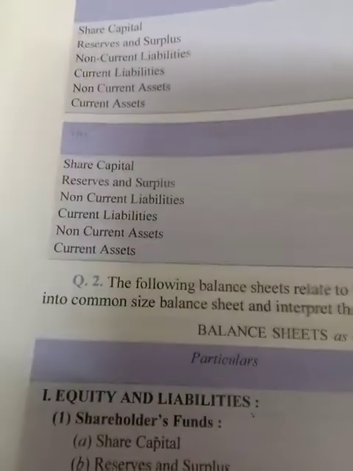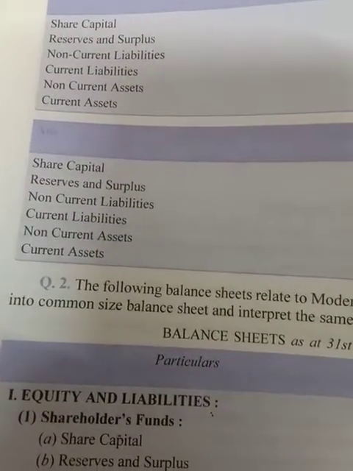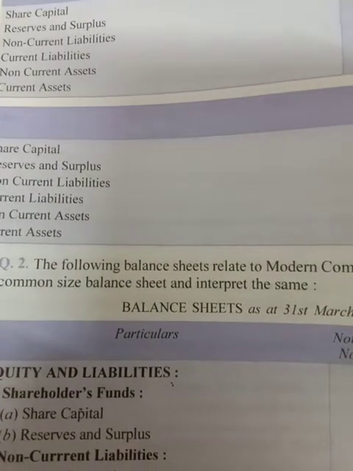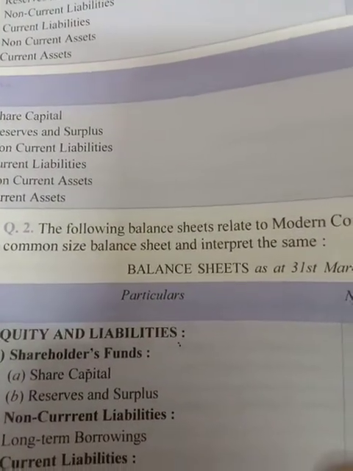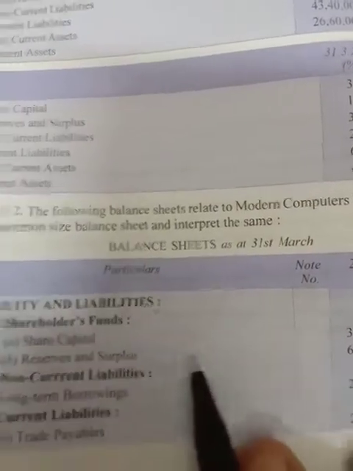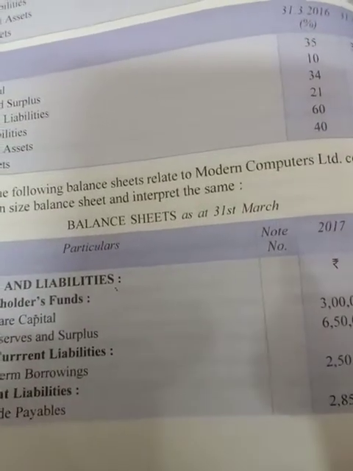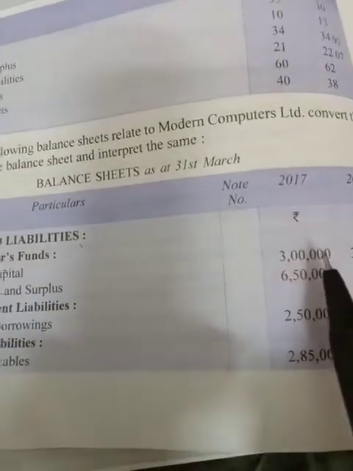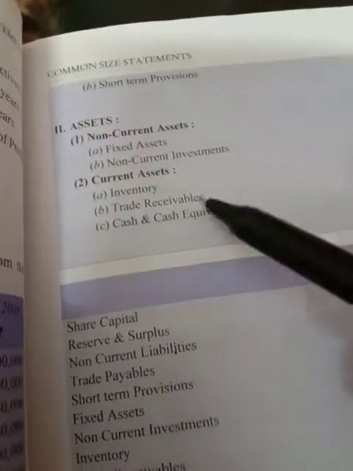How will you make it? Like in question number 2, the following balance sheet relates to Modern Computer Limited. Convert these into common size balance sheet and interpret the same. So the interpretation part is also there, and then you have to do analysis of this statement. Everything is given over there in the form of a balance sheet. It might be that the items will be given to you and you have to adjust those items in the balance sheet, but the items will be very simple, so don't worry. So assets, current assets, everything is there.